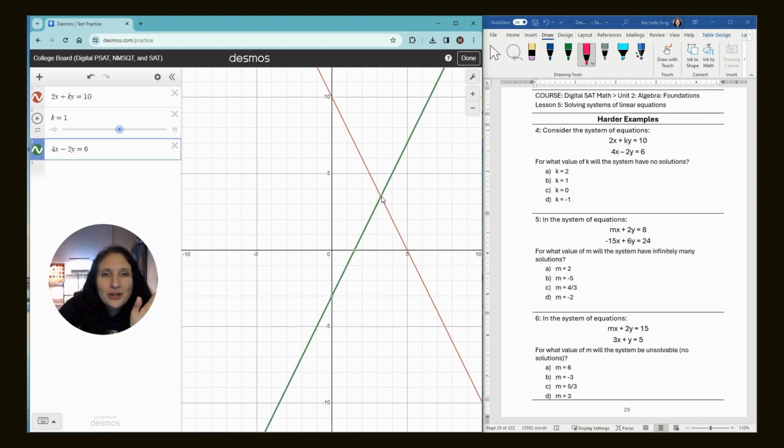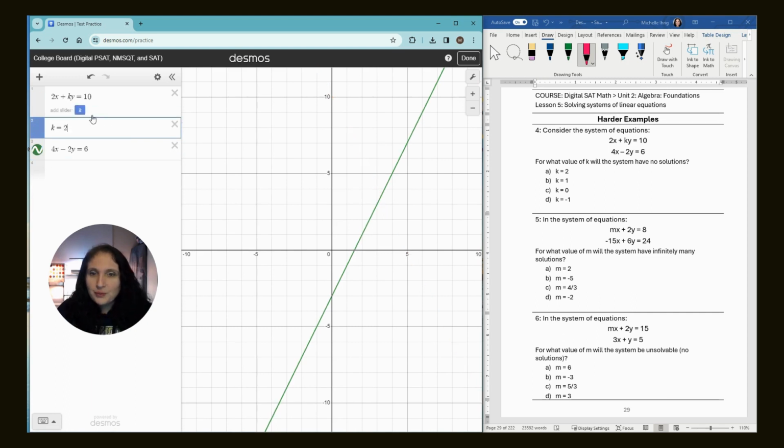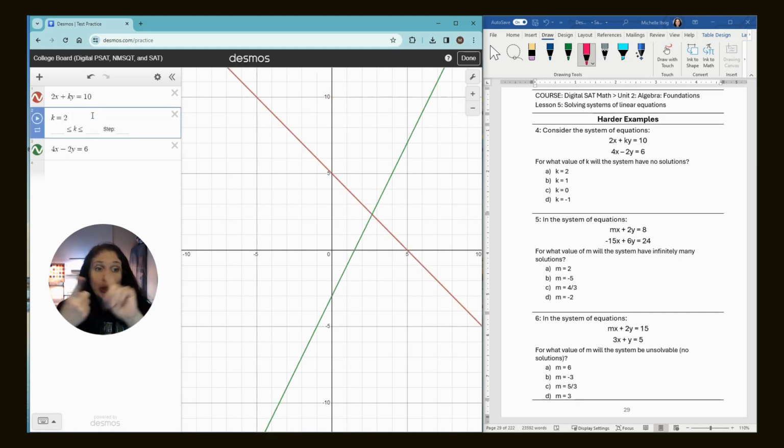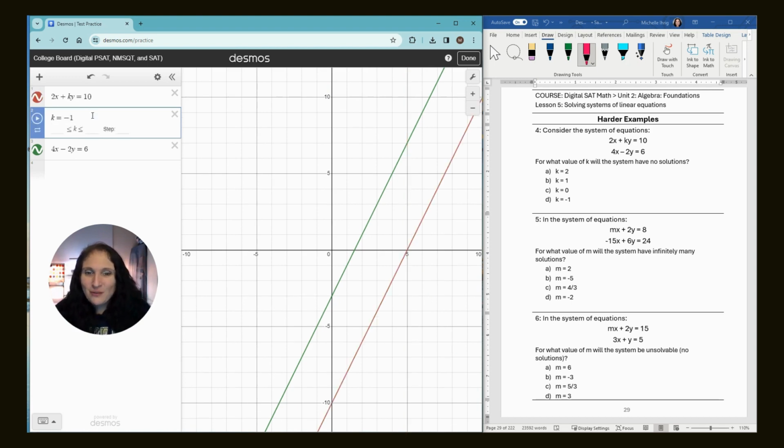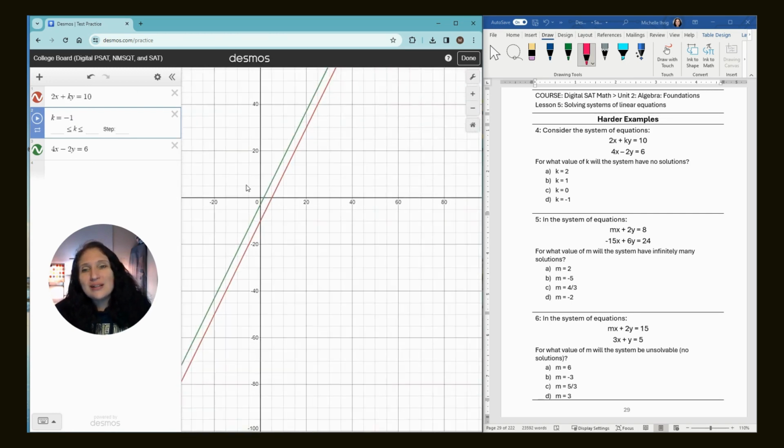So watch what you do because it's multiple choice. The first answer says, what if k equals 2? So I put in a 2. Nope, those lines cross, so that's not the correct answer. Then I put in a 1. Nope, those lines cross. Then I put in a 0. Nope, those lines cross, so that's not the right answer. And then I put in a -1. Holy moly, no matter how much I scroll out, those lines are not going to cross because their slopes are the same. That's the reason they form parallel lines.